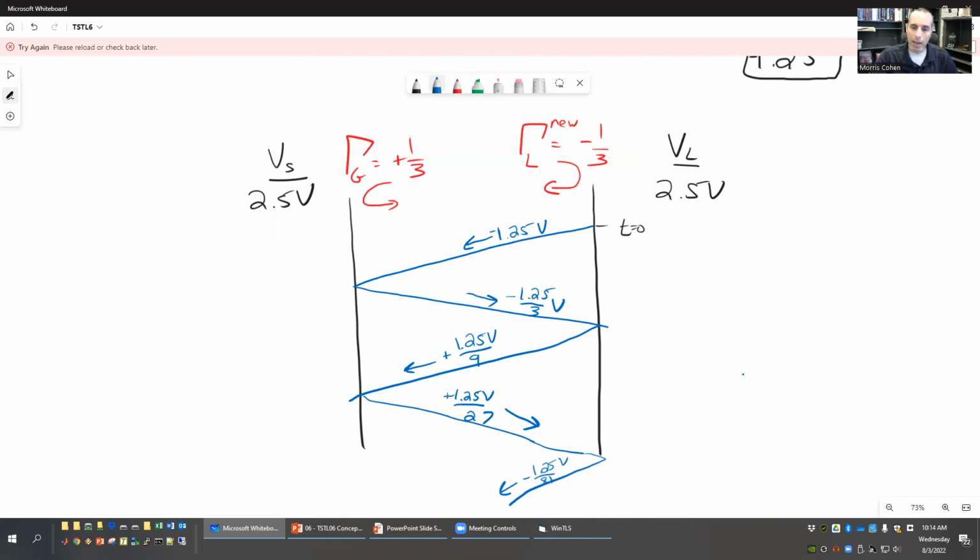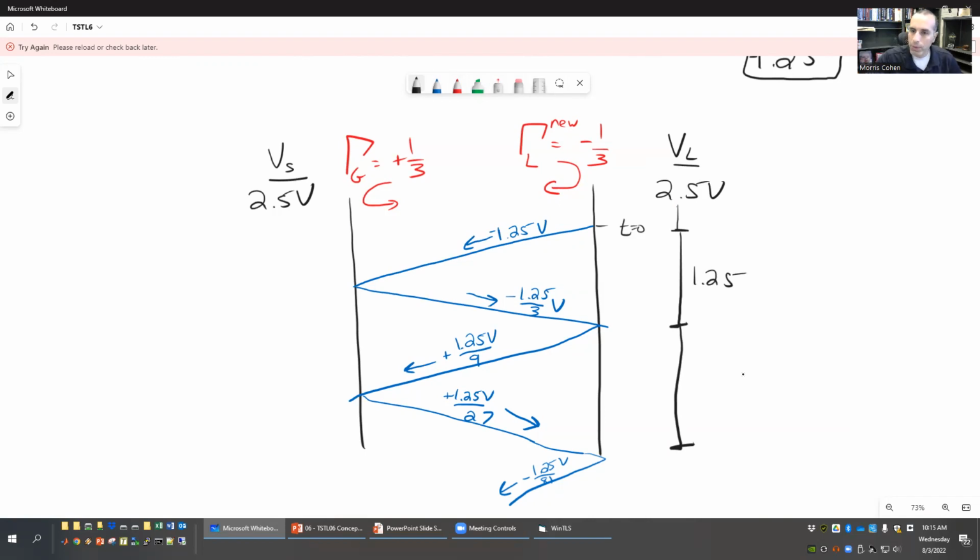But let's track what happens to the voltage on the load. All right, it starts out at 2.5 volts. And when this first wave is launched, the value on the load is going to decrease. It's going to change by negative 1.25 volts. So this becomes 1.25 right here. And it's going to stay at 1.25 volts until this negative going wave goes all the way to the generator, reflects, it comes all the way back, and then it's going to change.